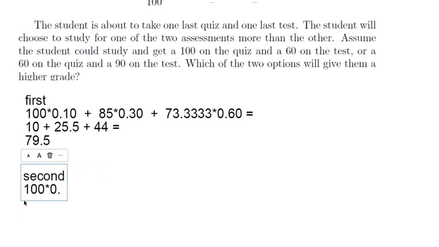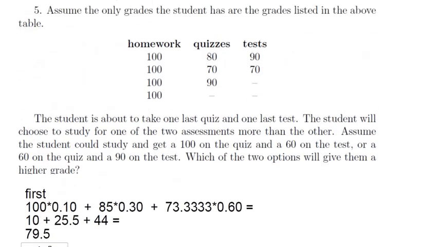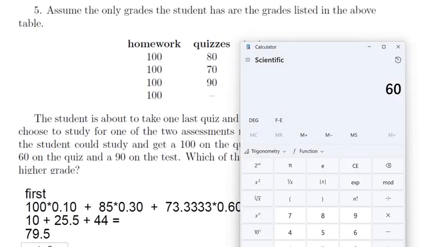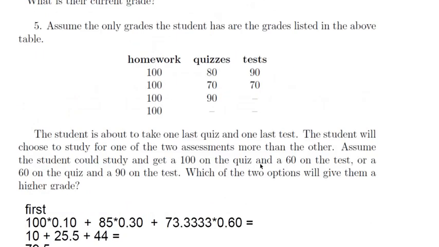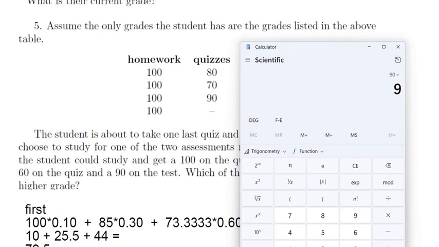So the second option, homework stays the same, it said. And then we're going to get a 60 on the next quiz. So what's the average going to be if we put a 60 in there? We got 4 numbers. So it's going to be a 75 average on the quiz. And the test, we're going to get a 90 on the test. So we're not going to get quite as high of a grade.